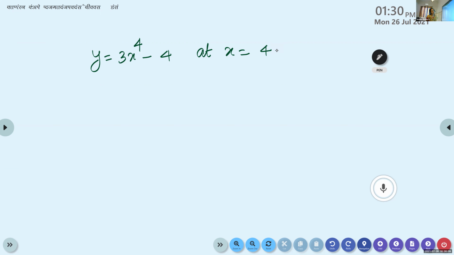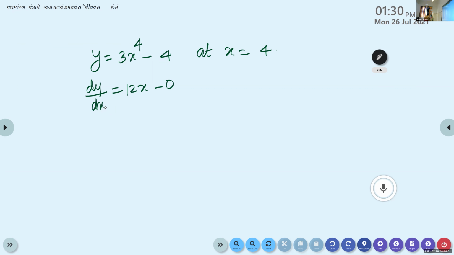Yes, Krishna Chandran. Find the slope of the tangent to the curve. How will you find the slope of the tangent? 12x minus 0. dy by dx is 12x. Is it correct? Srihari, is it correct? Yes, ma'am. Okay.